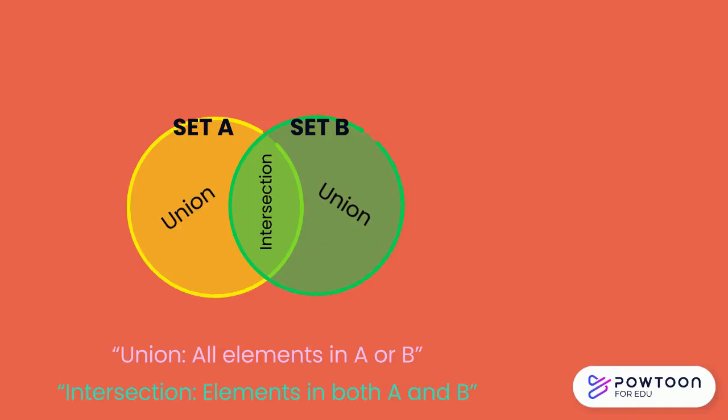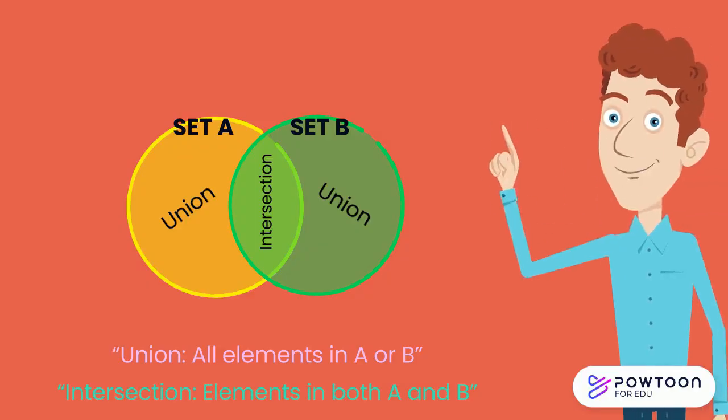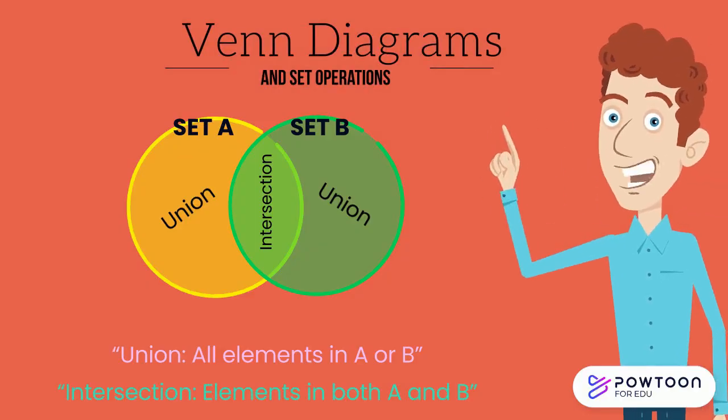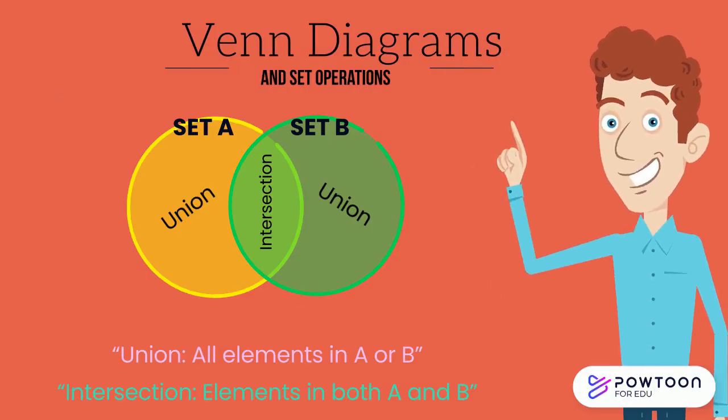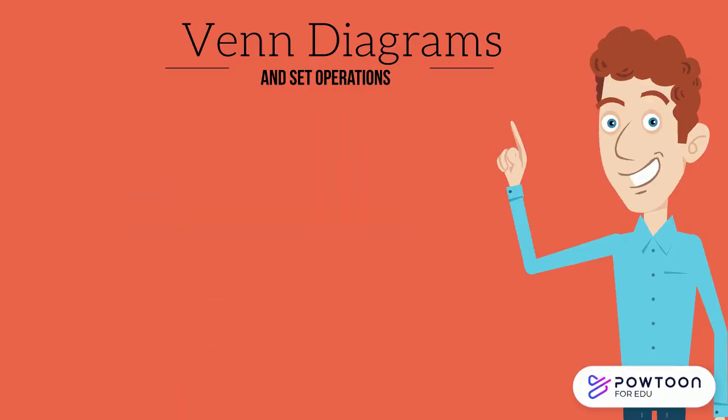Set operations, for example the union or the intersection, describe relationships between sets, and Venn diagrams visualize these relationships by using overlapping circles to represent sets within a larger rectangle representing the universal set.